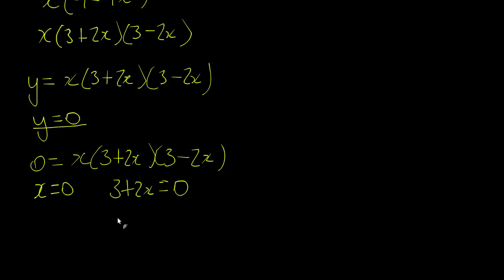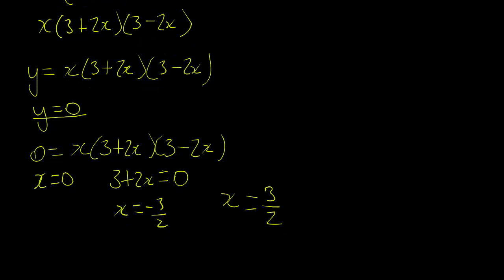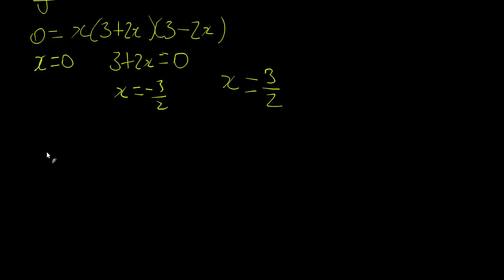So either x is 0, so one solution is 0, 0, or 3 plus 2x equals 0, so that will give us x equals minus 3 over 2, and then obviously from this one we just get the same but positive because it's exactly the same bracket but the other way around, so 3 over 2. So that gives us our solutions when y is 0. We've got x is 0, x is minus 3 over 2, or x equals plus 3 over 2.